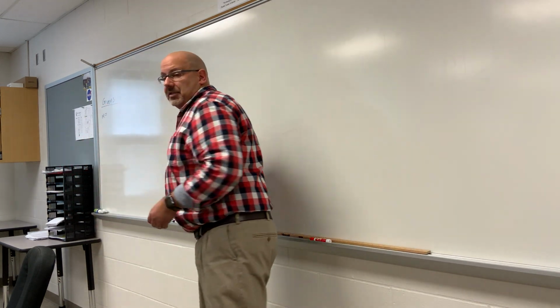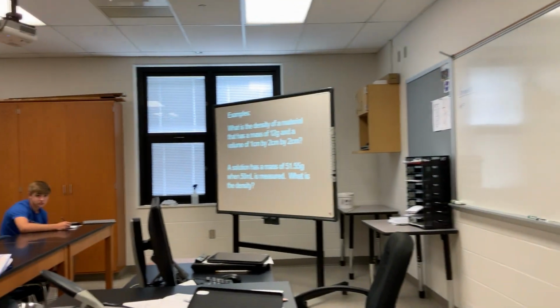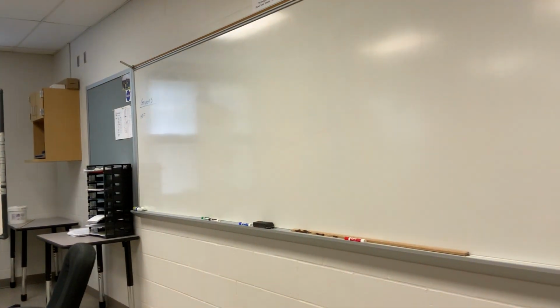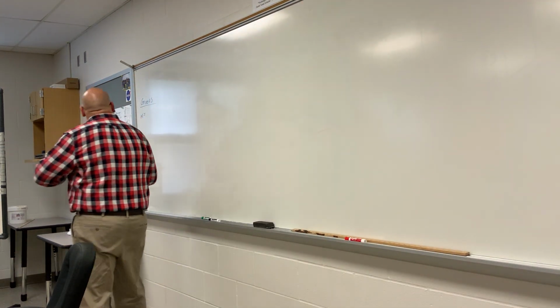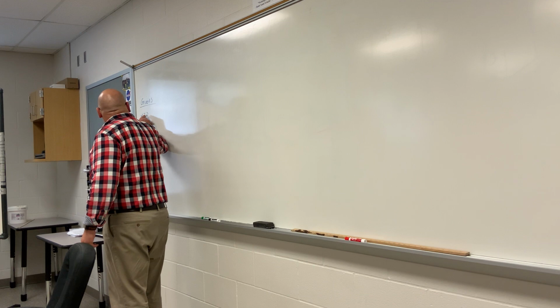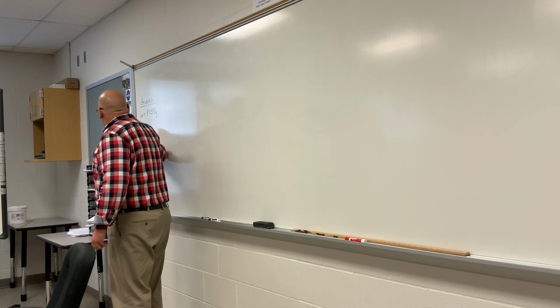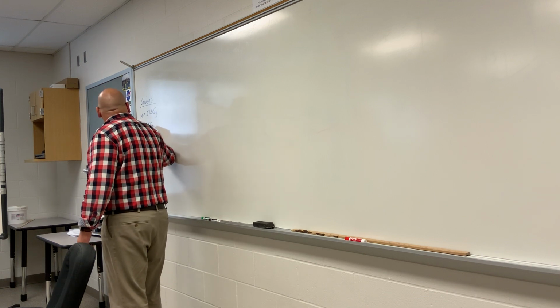Okay. Now this next one has to do with a liquid, so it's going to be a little bit different here. A solution has a mass of 51.55 grams when 50 milliliters is measured. What is the density? 0.03 grams. Okay, we'll get to that here in a little bit. So your mass is 51.55 grams. Now this time, the volume is given to you. You don't have to figure that out. This is 50 milliliters.